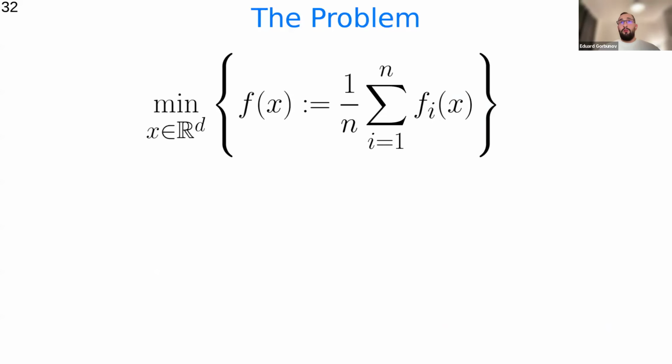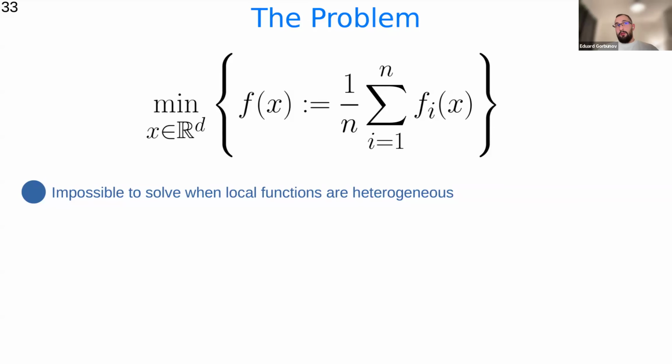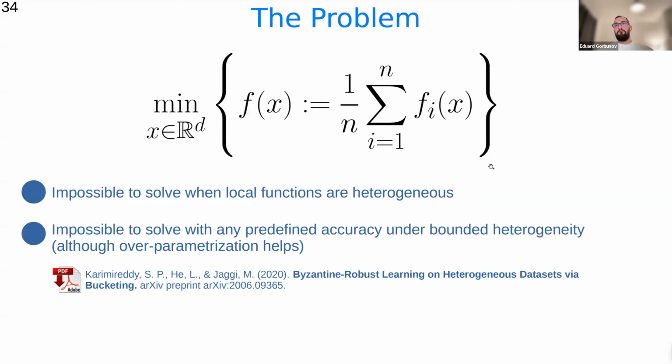Then also, what's important to say is that we need to refine the problem formulation a bit, because previously I didn't say anything about what those functions f_i are. Can they be arbitrarily heterogeneous, arbitrarily different? After thinking a bit, it becomes very clear that it's impossible to solve the problem if we allow these local functions to be arbitrarily heterogeneous, because in this case we cannot distinguish between honest and Byzantine workers. Also, even when we assume some bounded heterogeneity, let's say in terms of the gradients of those functions, then it's possible to show that we can achieve only some neighborhood of the solution. This was actually shown in this paper.